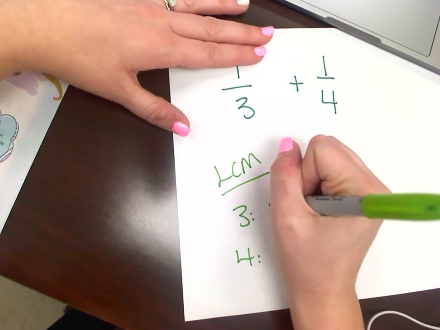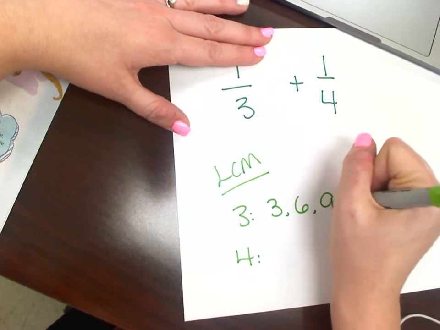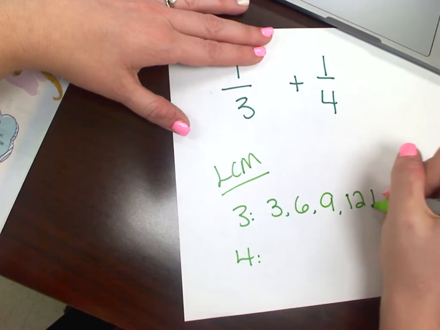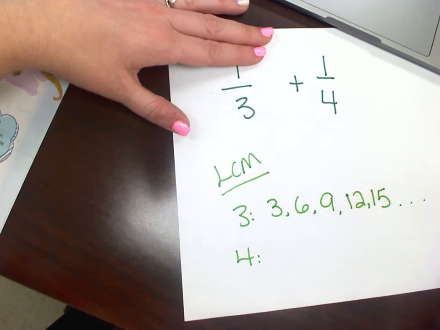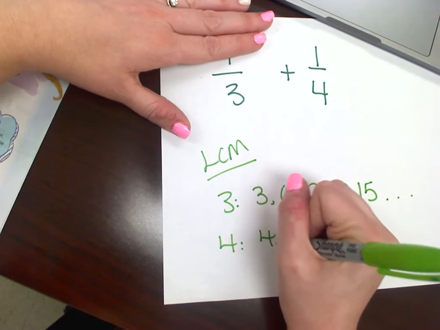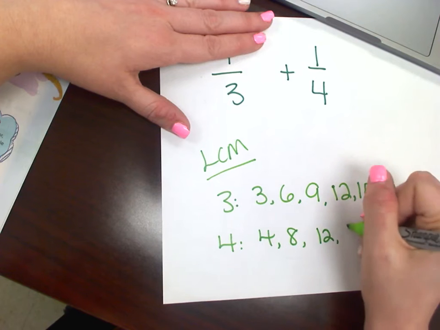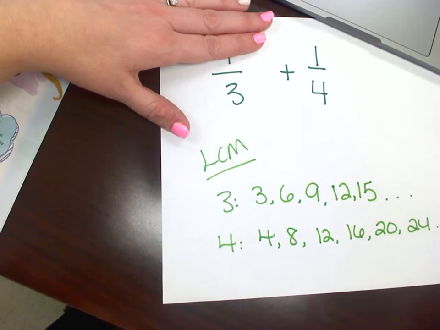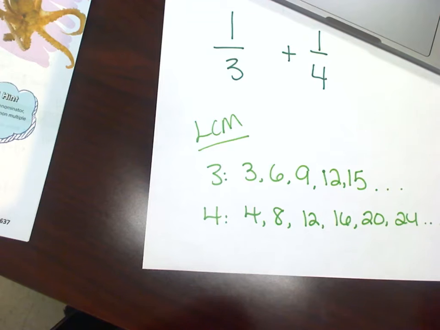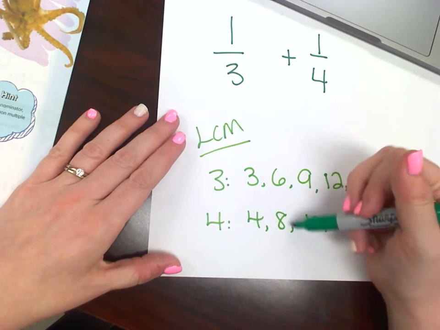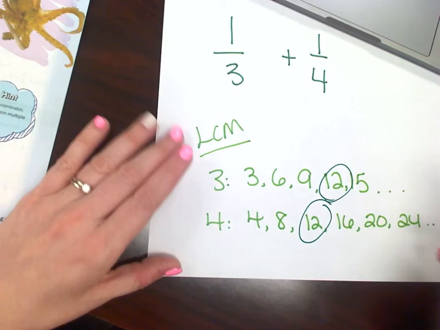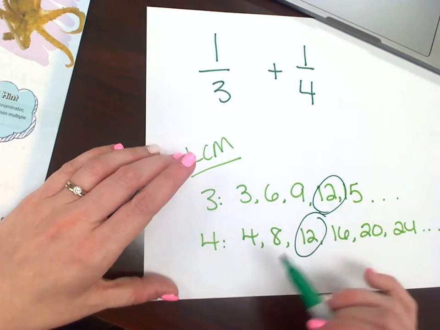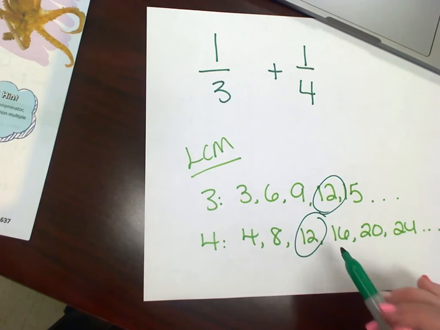My multiples of 3 are 3, 6, 9, 12, 15, and so on. My multiples of 4 are 4, 8, 12, 16, 20, 24, and so on. So what is the lowest common multiple that they have? Looks like it's 12, right? So this tells me that I can make the denominator 12.